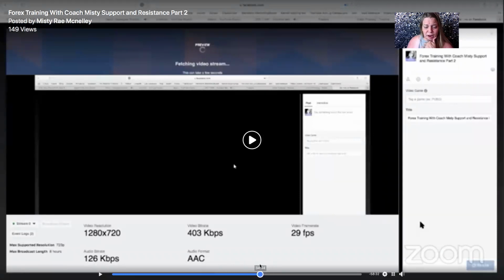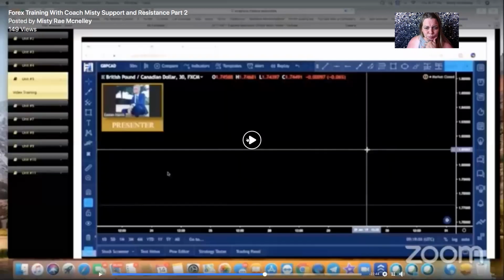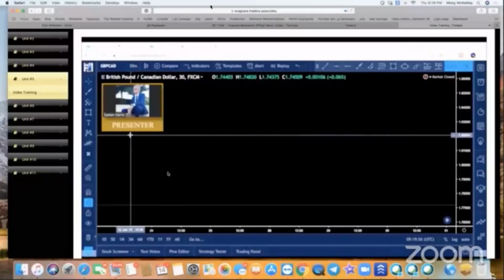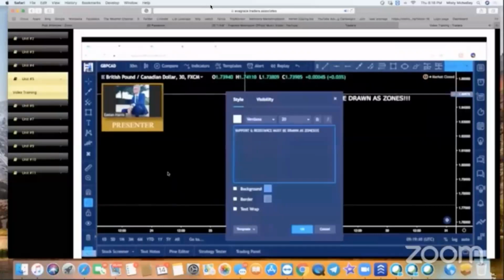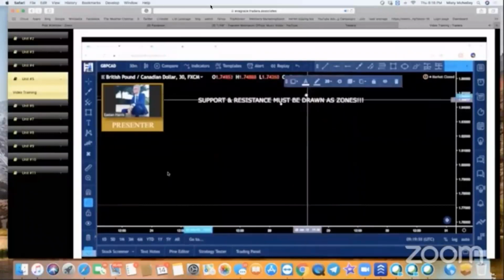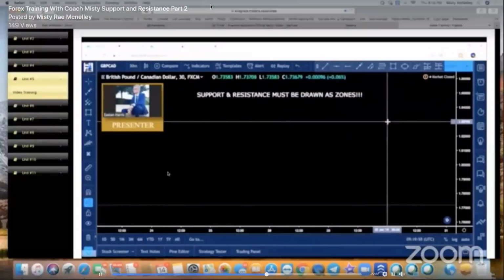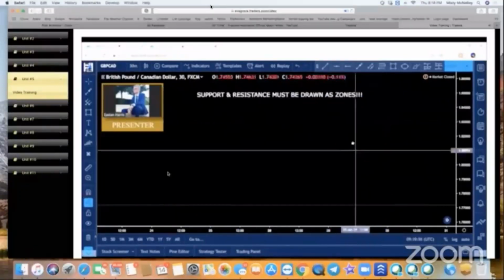Okay, so I believe that about right here is where we got last night. Correct way to draw your support and resistance areas. And there's only one single way to draw them if you wish to utilize them in your arsenal when taming the financial markets and becoming a profitable trader. The big secret is that your support and resistance areas must be drawn as zones. No ifs, ands, or buts. They have to be drawn as zones. That is the only way that they work consistently.